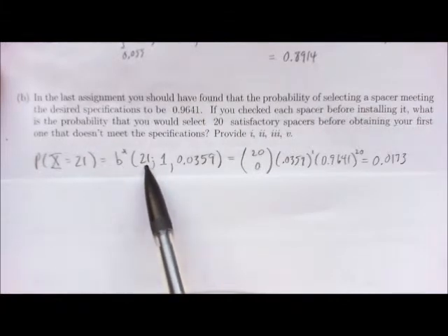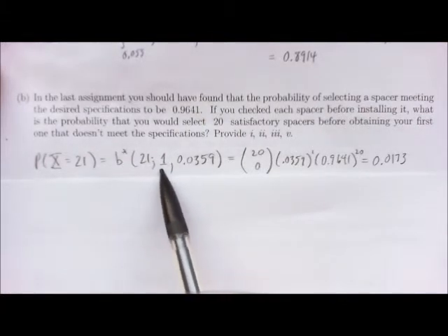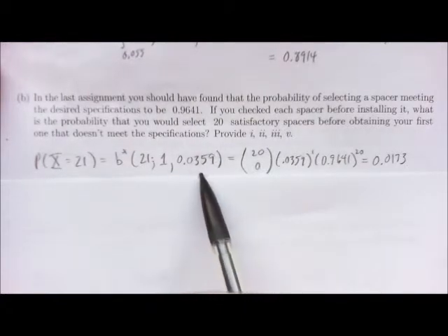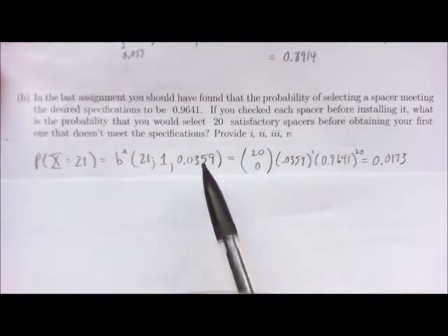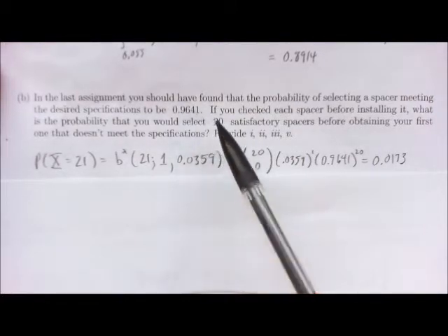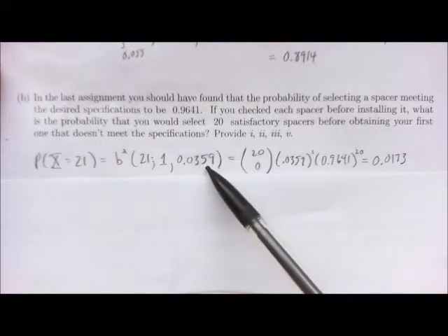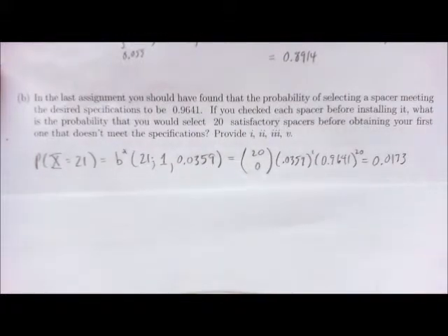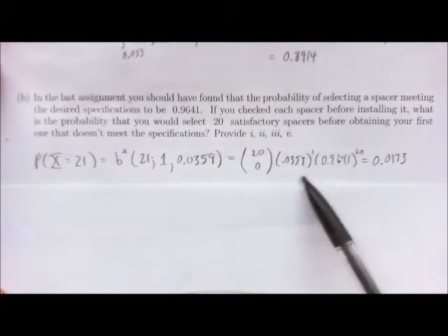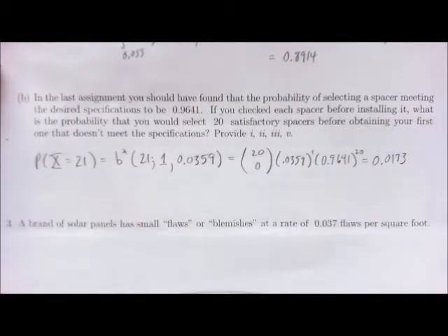Negative binomial of 21, our number of successes, in other words, number of bad ones, we're looking for just one, the first one. Here's the probability of a bad one, because our probability of getting a good one was 0.9641, so we subtract that from 1 to obtain this value. This shows the formula for the negative binomial, and when we evaluate, we get the value 0.0173.